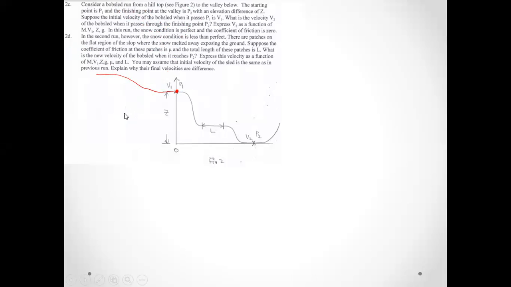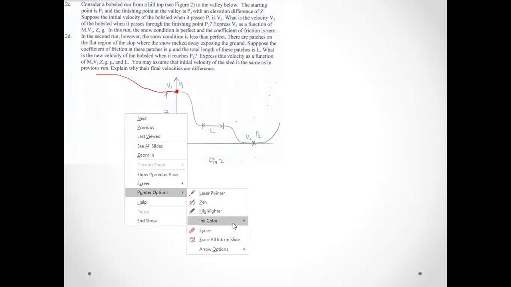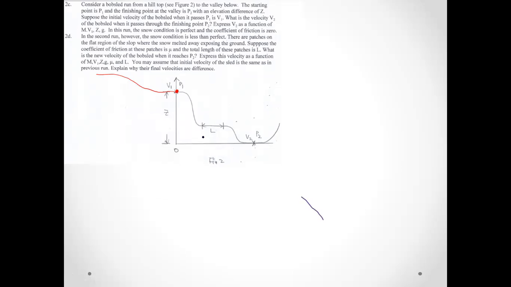And so it was already moving, and we'll give it some speed. Let's change to purple. All right, let's say that our initial velocity here was 10 meters per second. And we're at some height, say 20 meters. All right, we're 20 meters above point P2, and we're supposed to find out how fast the bobsled was going. And I'm not going to give you any more information. Let's see if we can solve it with just that.